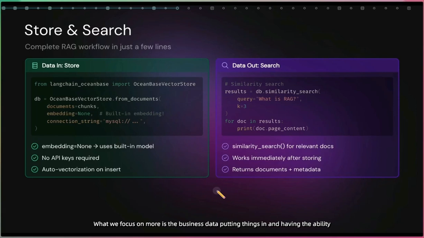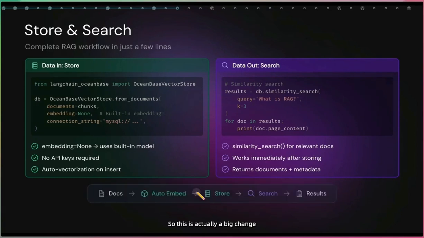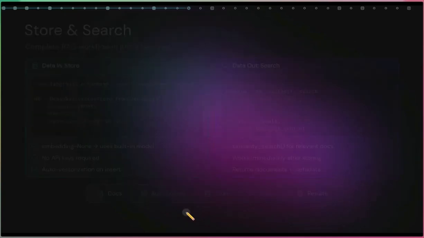What we focus on more is the business data, putting things in and having the ability to retrieve them, rather than worrying about having to configure A, B, C, D, E, F, G, and a bunch of other things just to get something out. Sometimes, even after all that configuration, you still run into all sorts of problems and end up retrieving nothing at all. So this is actually a big change. Here we've introduced a step called auto embed, all right?